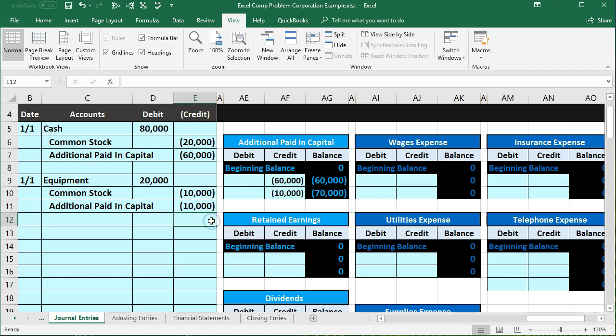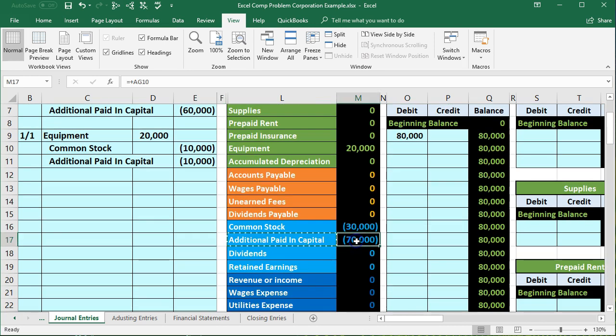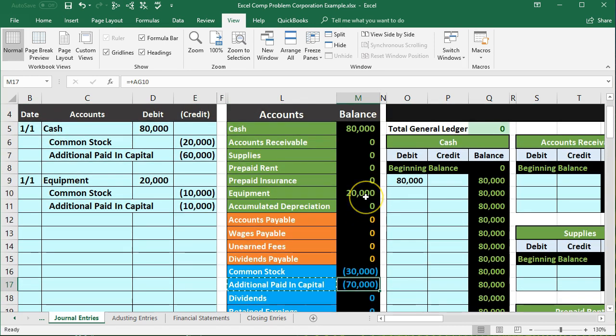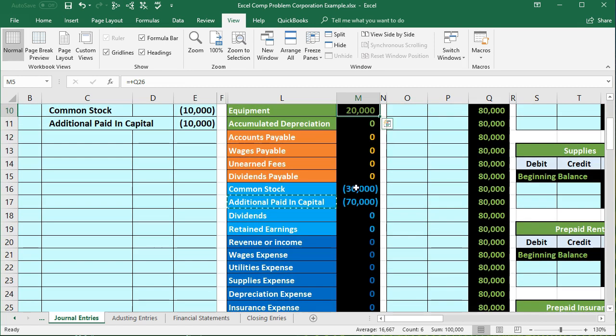If we go right to the left of the frozen panes and scroll right, it'll pop back over there. There's the 70,000, and there's our two journal entries for equity. So we can see what happens. It's just like any type of investment. Owners put money into the company. We now have cash. We now have another asset as part of the payment for the equity investment, and then we owe it back in the equity section.